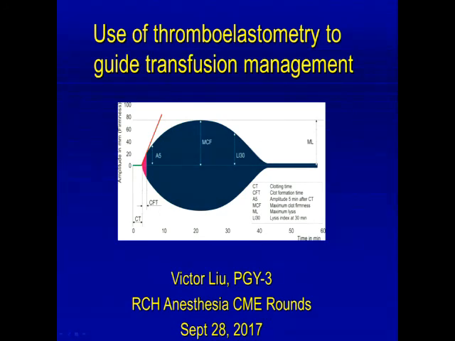This morning I'm going to talk about the use of thromboelastometry to guide transfusion management. And I'd like to thank Dr. Muhammad Ali for supervising the talk. Obviously I don't work for any of the companies that make this technology, so there's no conflicts of interest during this talk.